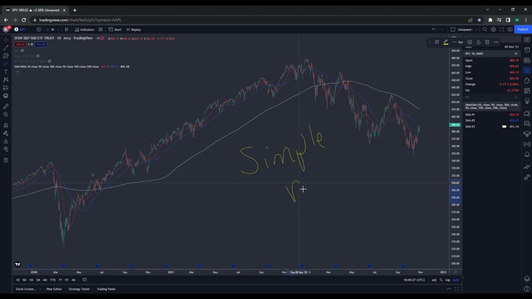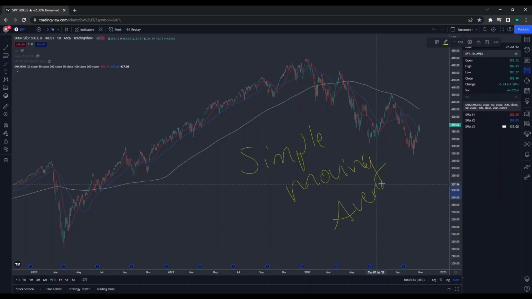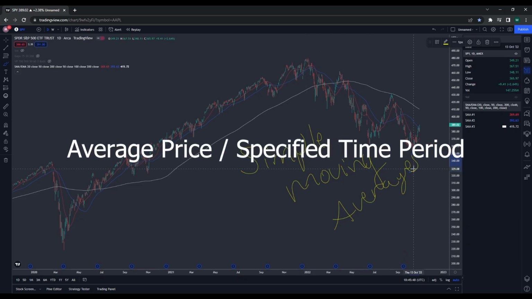This is a simple yet powerful tool that most traders often overlook or use incorrectly. I'm going to show you what simple moving averages are, how I personally like to use them to identify trends, changes in the overall direction of a specific stock or the overall market. It's really simply the average price over a specified time period.